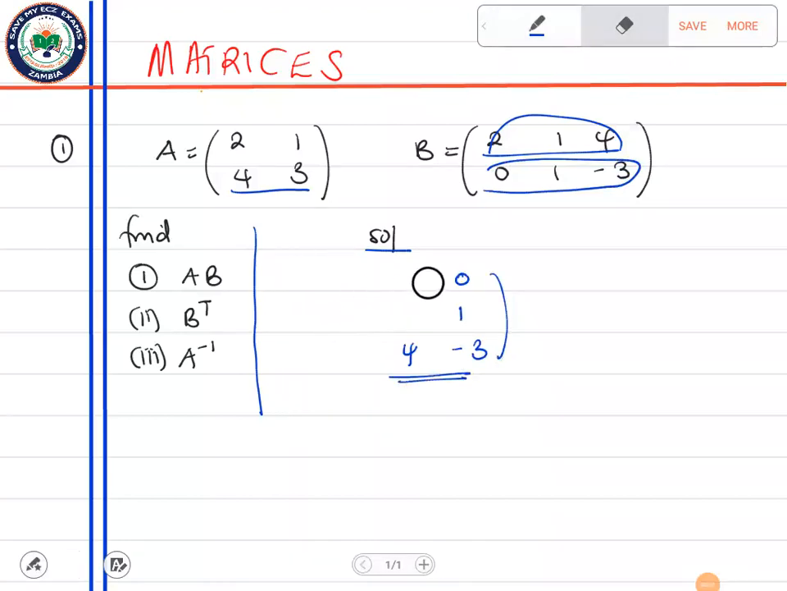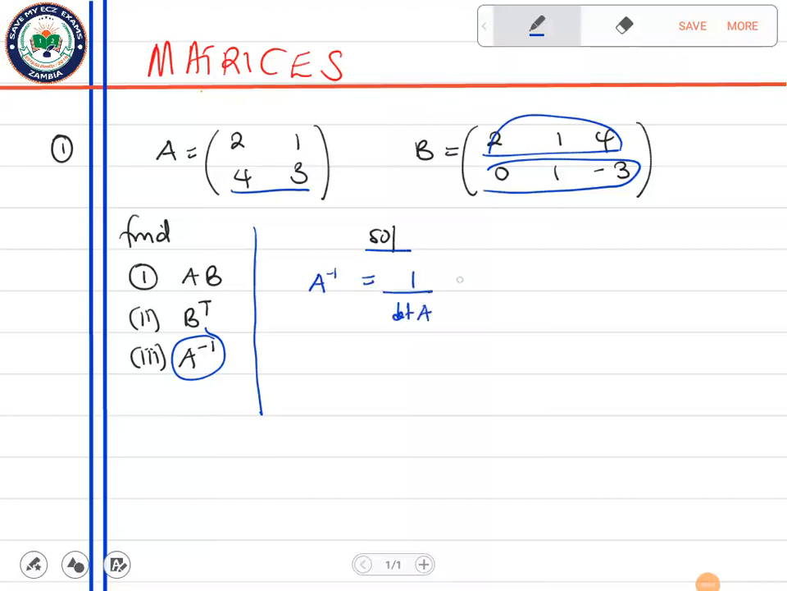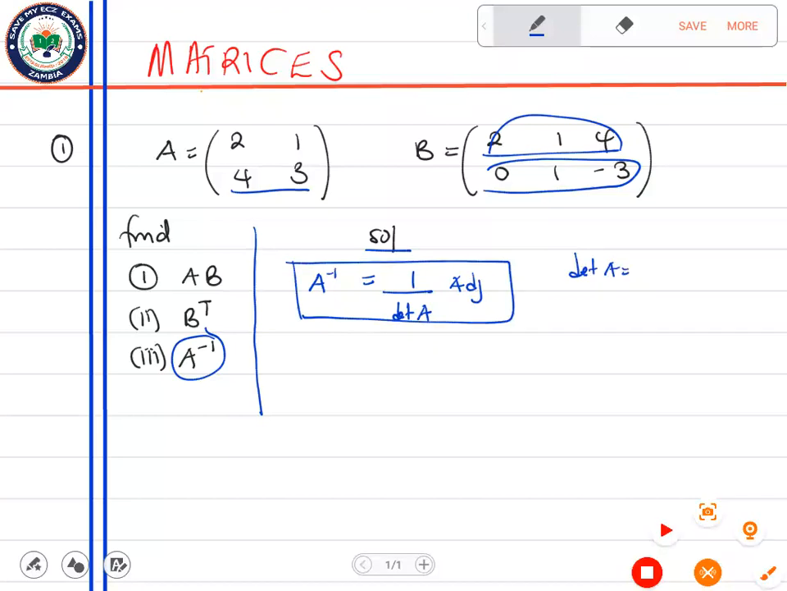Next is A inverse. So this is the inverse of A. How do you find the inverse of a matrix? The first thing is to find the determinant. Remember, the inverse of a matrix is equal to 1 over the determinant of that matrix multiplied by the adjoint of that matrix. So let us first find the determinant, det A. We multiply this, which is 6, minus the product of this, which is 4, and the answer is 2. That's how we find the determinant.